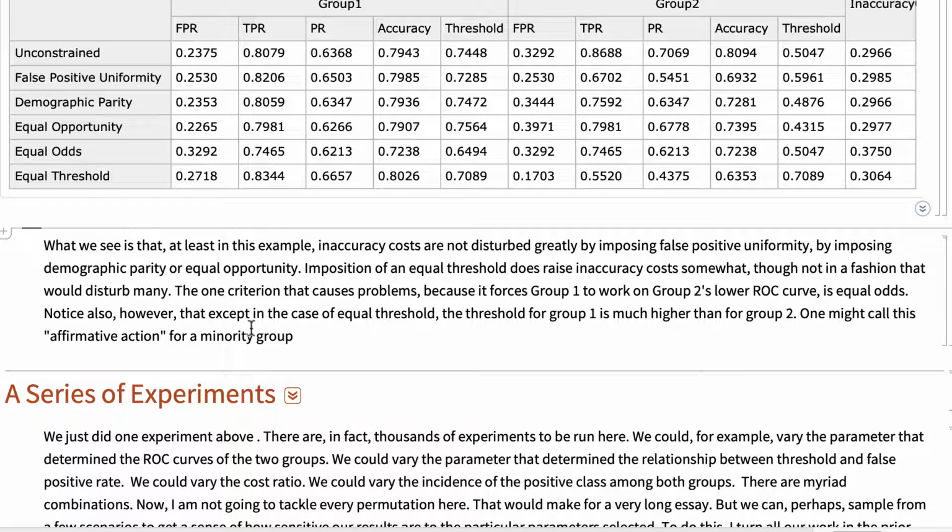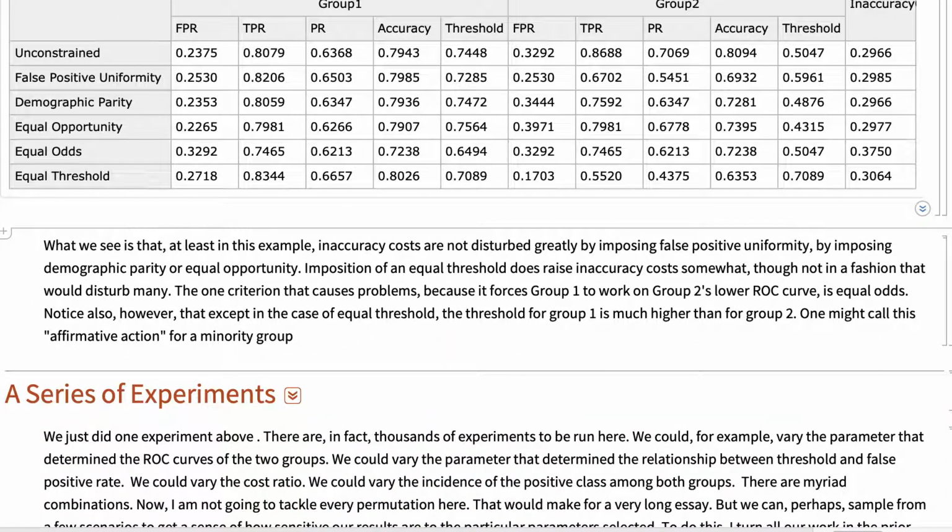You'll also notice that, except in the case of equal threshold, the inaccuracy cost minimizing threshold for group 1 in this set of scenarios is higher than it is for group 2, and that's suggesting that some form of what you might call affirmative action actually makes some sense here, not again for any grand reasons of social justice or repression or anything, but just for the sort of conservative goal of minimizing inaccuracy costs.